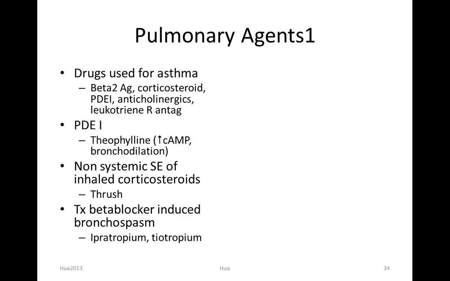Treatment of beta blocker induced bronchospasms. So you have ipratropium and tiotropium. So in this case, it can block the muscarinic type of receptor.